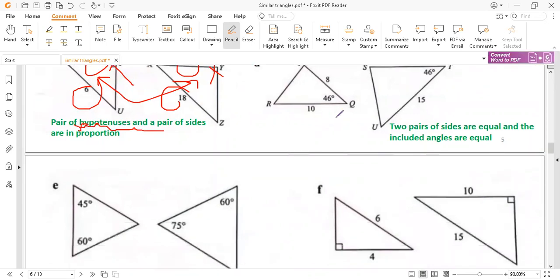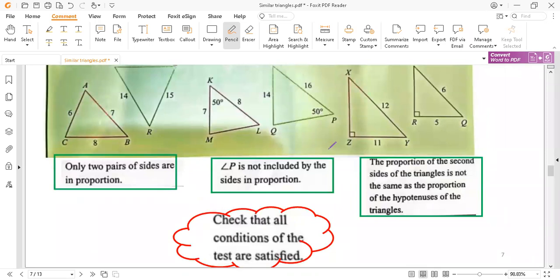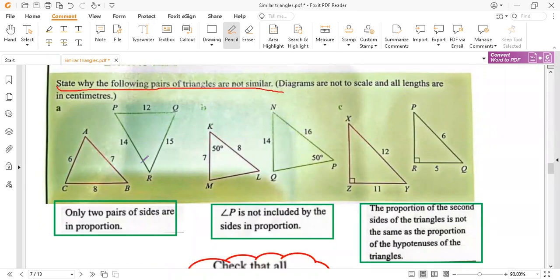Okay, good. And you can complete the following one by yourself. All the following are important. For example, they ask us in this example to state why the following pairs of triangles are not similar. So why are they not similar? Because we have only two pairs of sides in proportion.